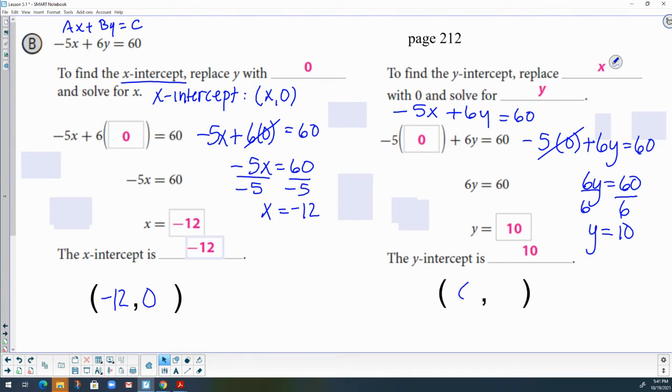If I wanted to write an ordered pair, I know my x is 0 and my y is 10. I didn't write this up here, so let's write the y-intercept up there once again, just so you remember it. The more you write it, the more you're going to remember it. So I know 0, y.